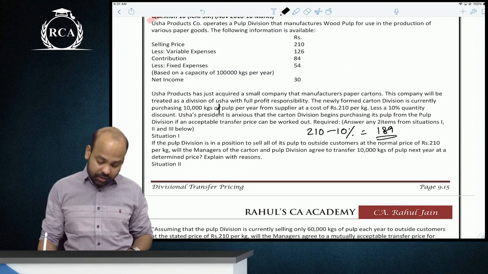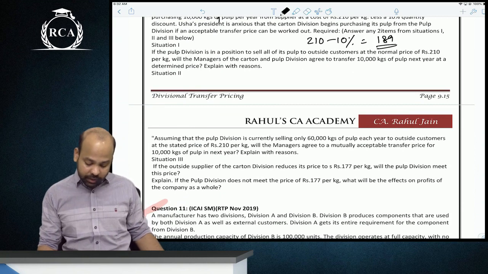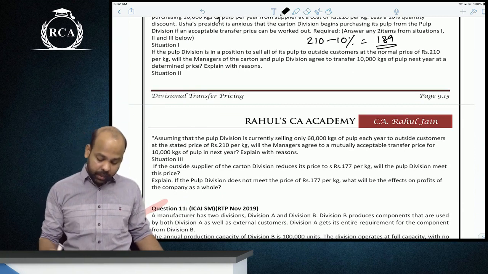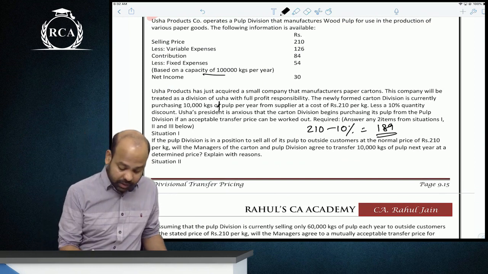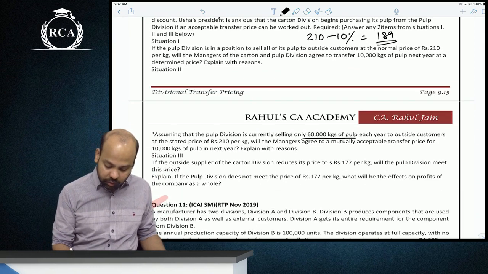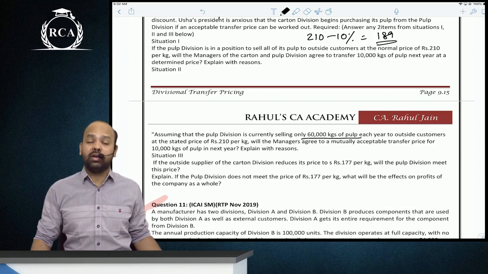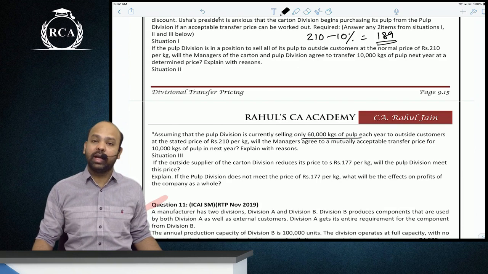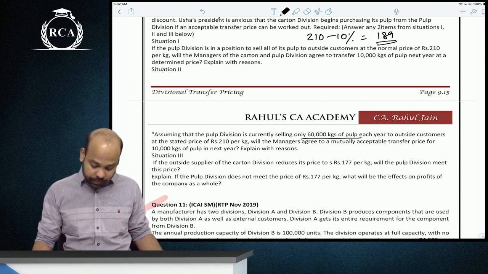Assuming that the pulp division is currently selling only 60,000 kgs per year to outside customers at a price of 210 per kg. Now we have spare capacity, because our total production capacity is 1 lakh kgs, but external demand is only 60,000 kgs.